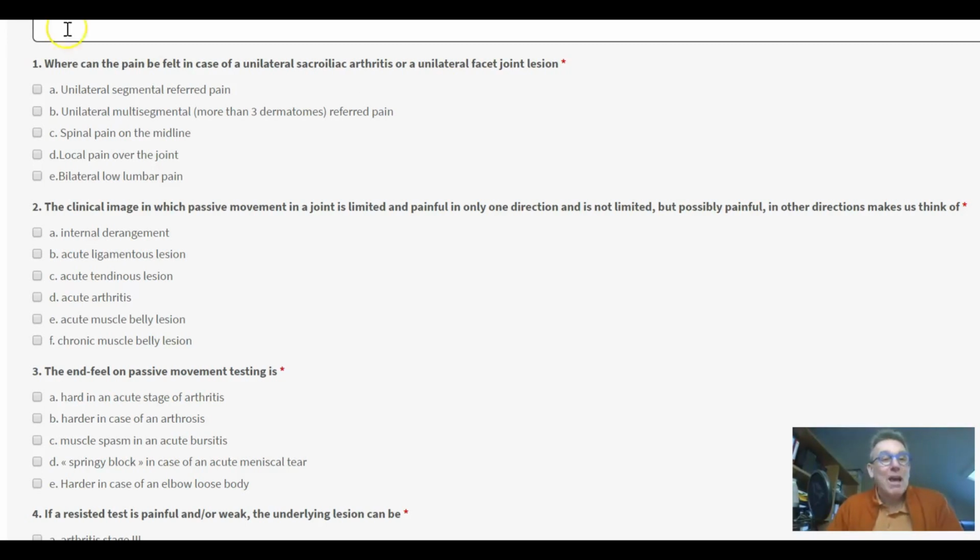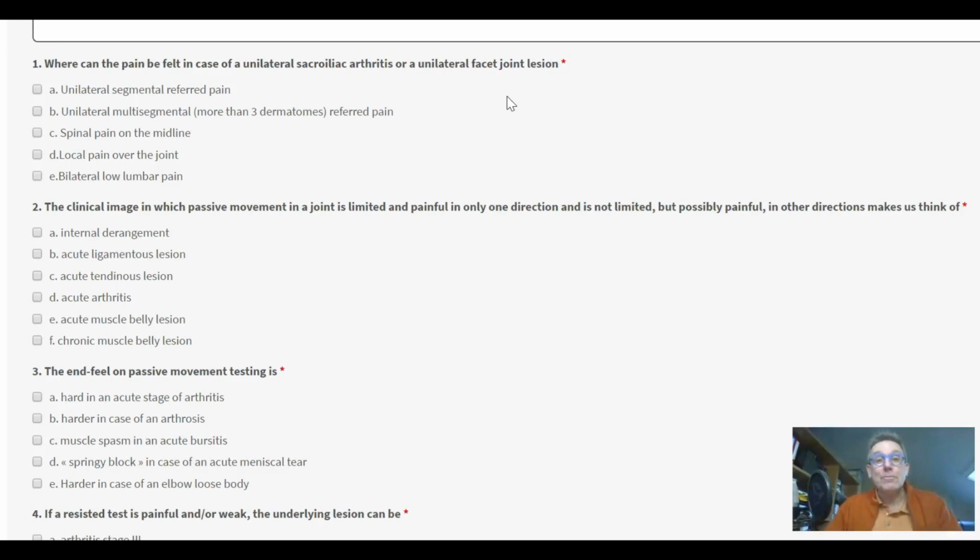Okay, here we go. Well, the first question: where can the pain be felt in case of a unilateral sacroiliac arthritis or a unilateral facet lesion? Well, there is one thing you have to keep in mind. There's a general rule in orthopedic medicine that says that a unilateral structure only causes unilateral pain. A unilateral structure only causes unilateral pain, so it cannot cause pain on the midline.